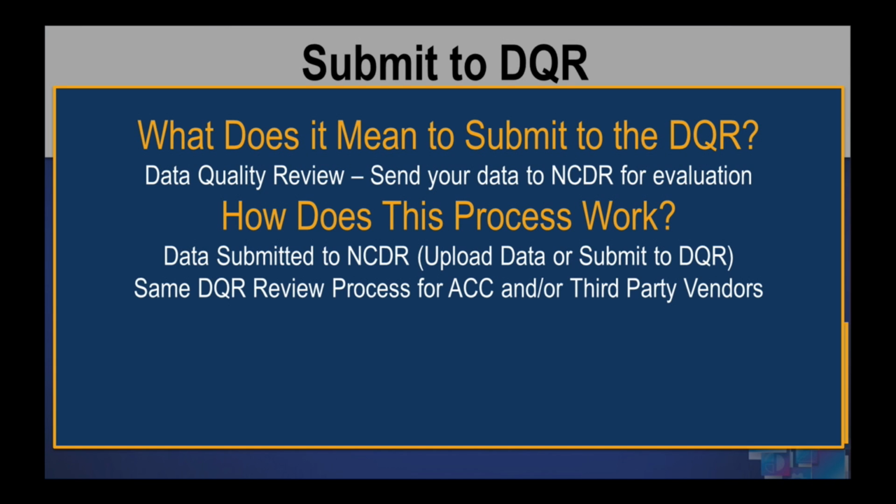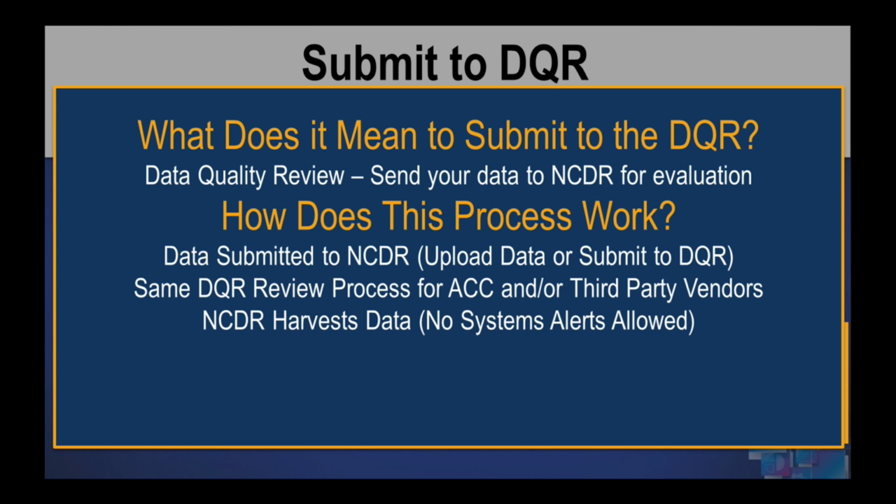Regardless of which data collection tool you're using, the ACC or third-party vendor, the process becomes the same for all NCDR participants at the point of the data entering the DQR process for evaluation. The only caveat is that if you have system alerts, you will not be able to get to this step until you have fixed the issue causing the system alert. NCDR harvests data for review only on data which is eligible for review. No system alerts are allowed.